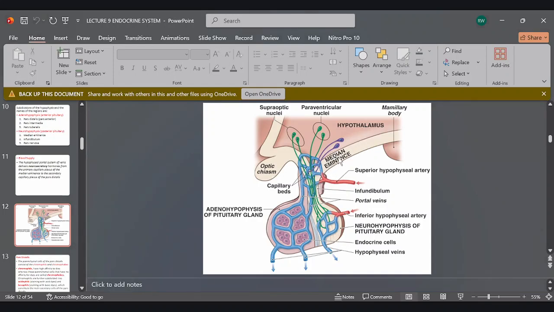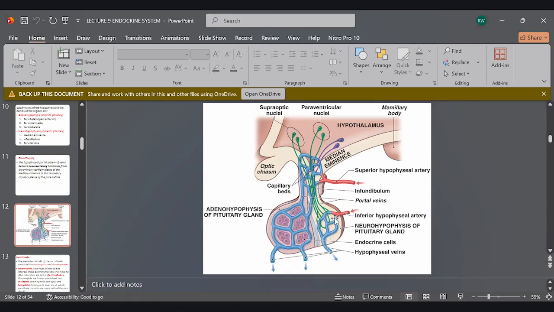Are you able to see it, class? Yes, that is the median eminence. Now, when you come here, the pituitary, we are now able to see clearly what we are talking about: the adenohypophysis of the pituitary gland, which is here. I think you're able to see it clearly. Then, secondly, we are also able to see the neurohypophysis of the pituitary gland, which is here.